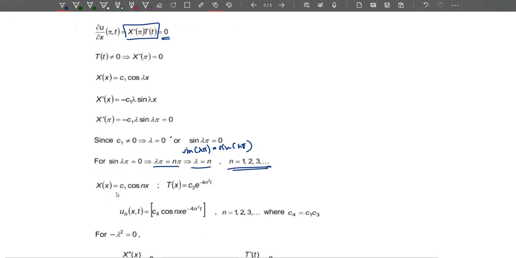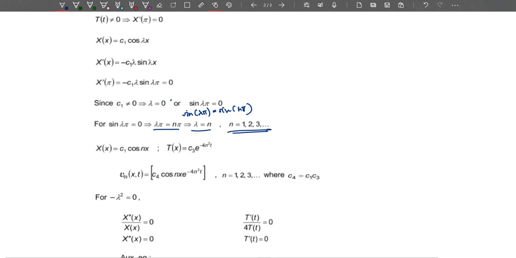From here we have X(x) equal to c1 cos nx, and T(t) equal to c3 exponent negative 4 lambda squared t. So we have lambda equal to n, so n squared t. And from here we have u_n(x,t) is equal to c4 cos(nx) exponent negative 4 n squared t. As I previously mentioned in the previous chapter, I would prefer if you write the angle in bracket, and for n equal to 1, 2, 3 until infinity, it is compulsory to write, where c4 here is actually c1 times c3.